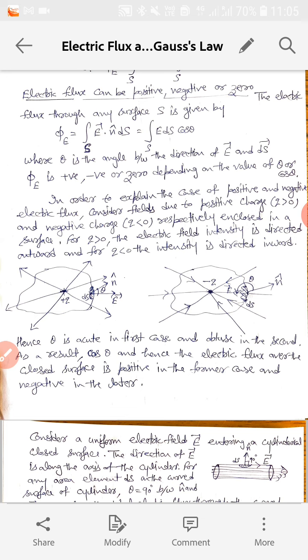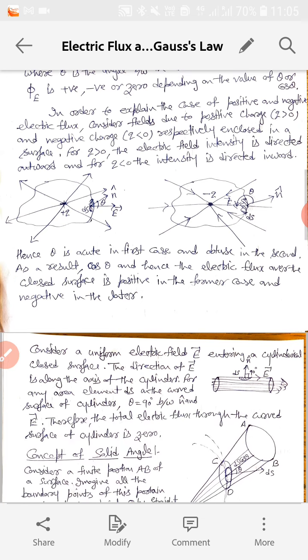And for the case of 0 electric flux, we consider this example where we have a uniformly cylindrical closed surface, okay. In this case, we consider this surface. We want to find the electric flux through this area element which is shown in this figure, okay.